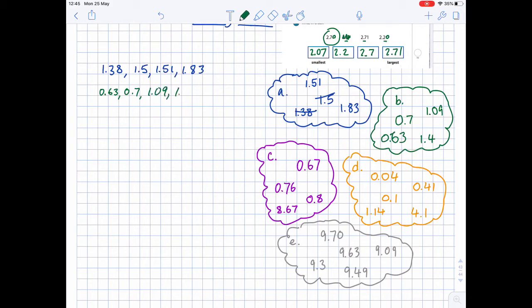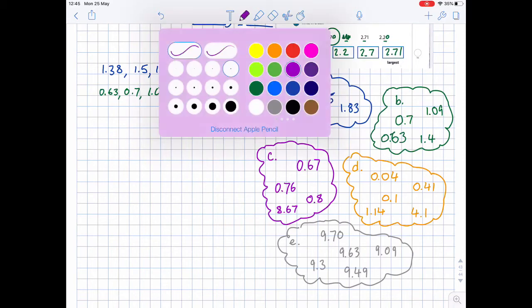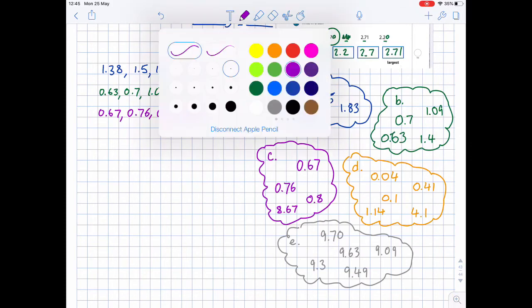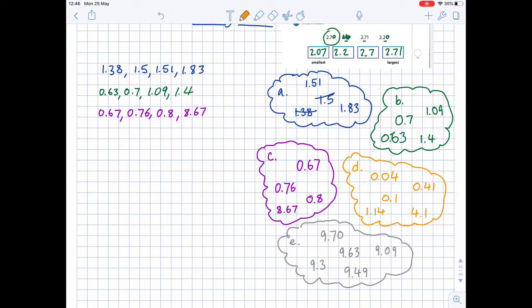Then we've got 1.4. For the purples, we've got 0.67, 0.76, 0.8, because they're all zeros in the units. And then we've got a much larger number, 8.67. And then we've got orange.